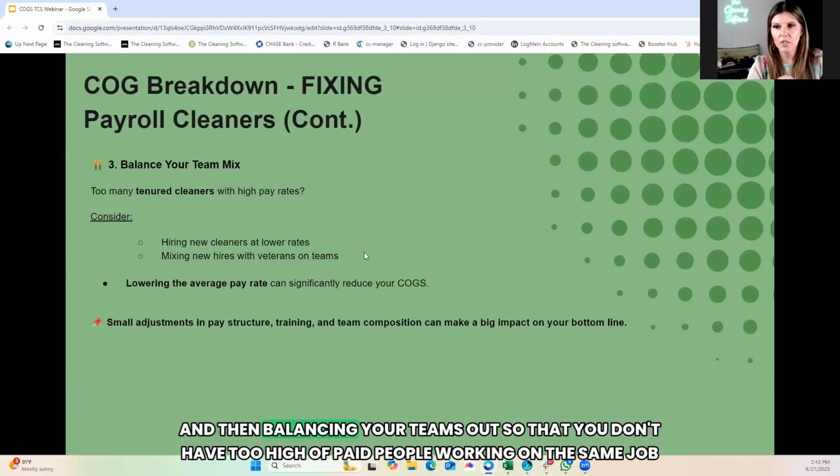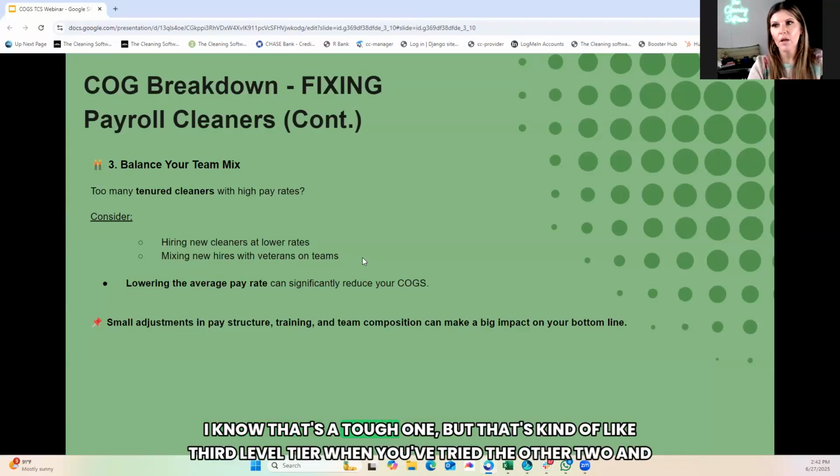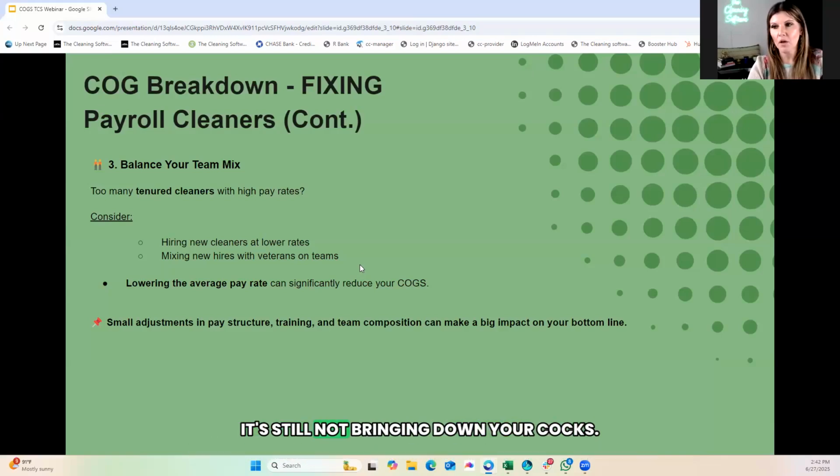And then balancing your teams out so that you don't have too high of paid people working on the same job together. I know that's a tough one, but that's kind of like third level tier when you've tried the other two and it's still not bringing down your COGS.